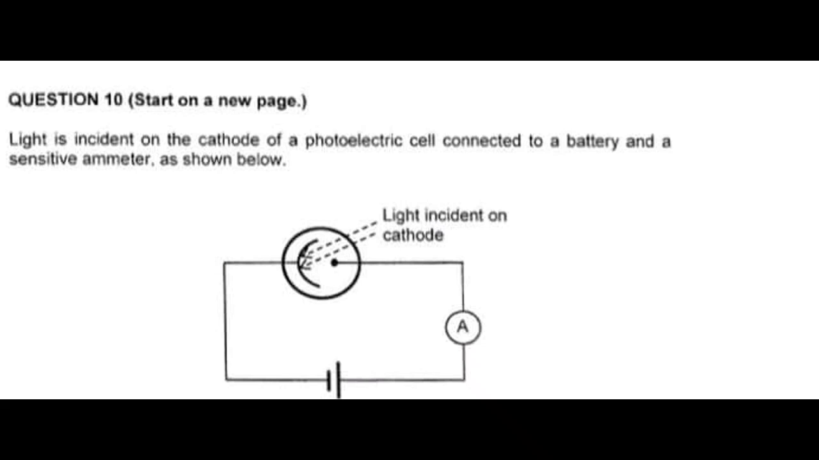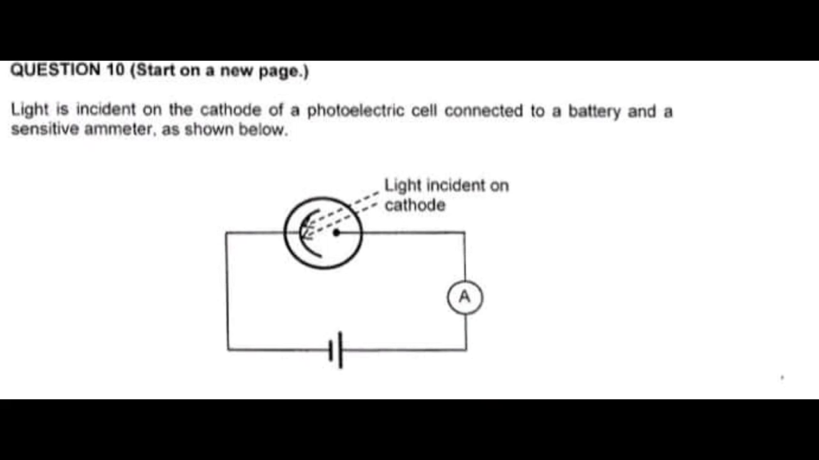Alright, this is taken from a past paper. They said light is incident on the cathode of a photoelectric cell connected to a battery and a sensitive emitter, as shown below. They gave you this particular diagram. Notice that this is a metal, right? There's a cathode, so there's a metal. When light is shone on this metal, if the light has enough energy, electrons will be emitted from the surface of the metal.